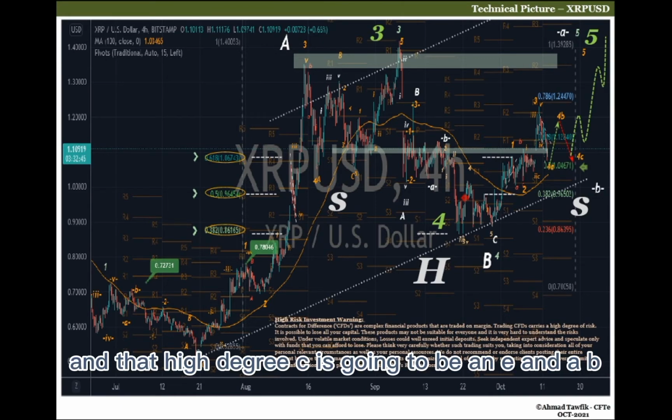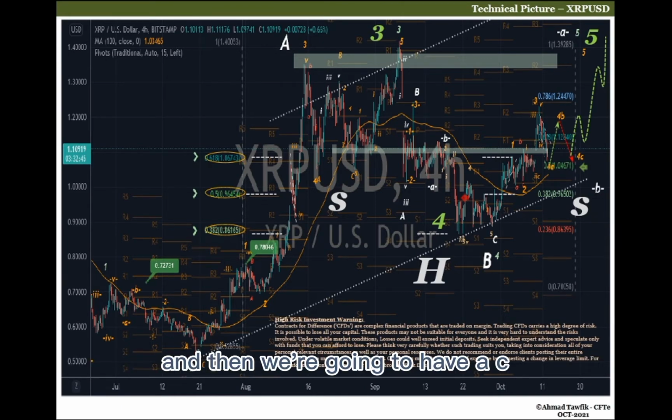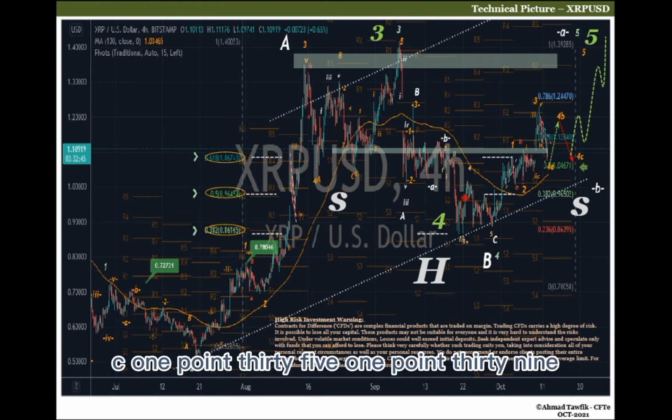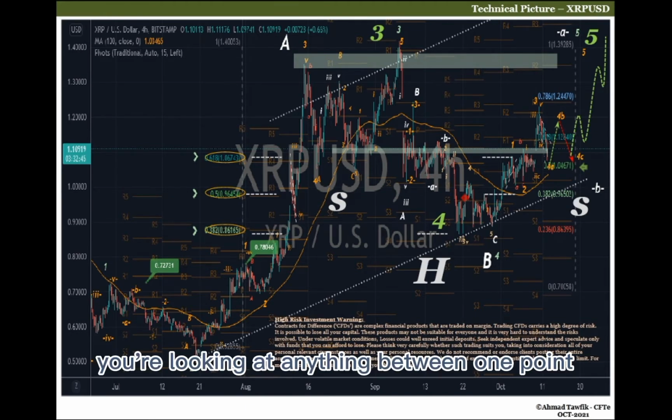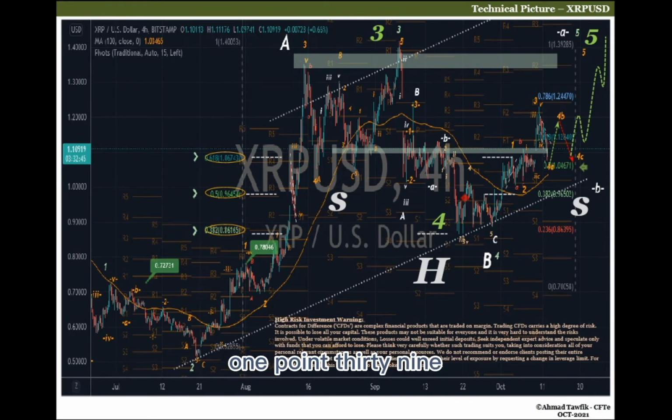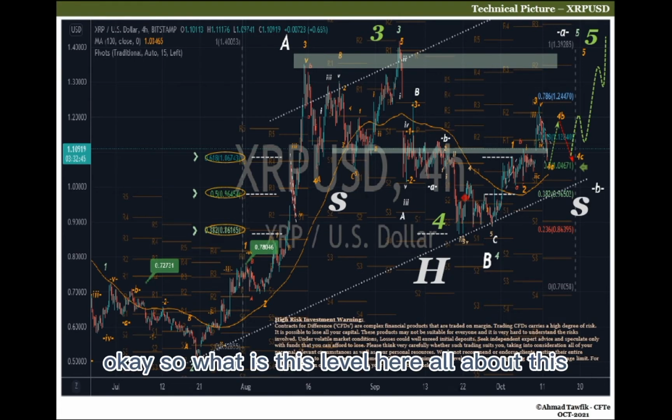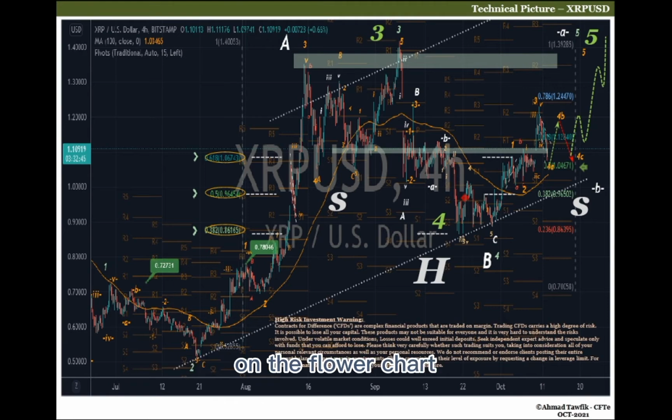And that higher degree C is going to be an A and a B, and then we're going to have a C. We're still doing level A here in brackets inside of that higher degree C. Level A should, we just said earlier, be 1.35, 1.39, these kind of levels. We have it here at 1.30. You're looking at anything between 1.30 and 1.35, 1.39. Okay, so what is this level A all about? This segregation that we're showing here on the 4-hour chart is probably the correct segregation.